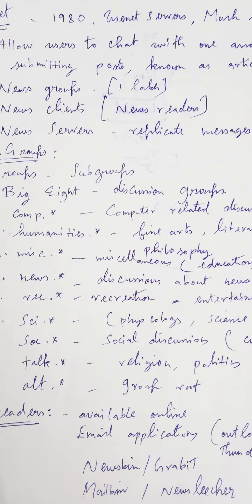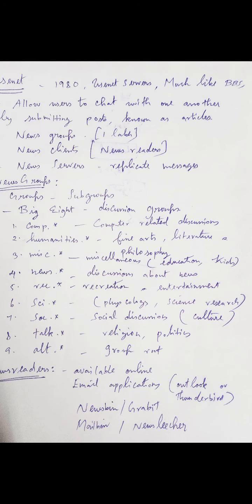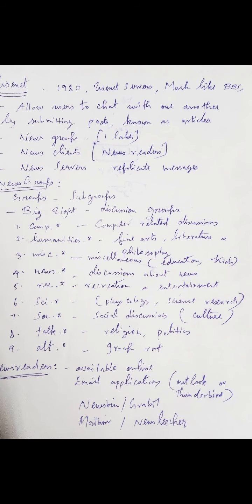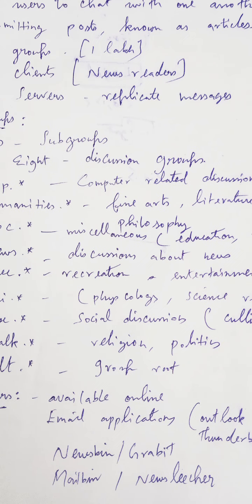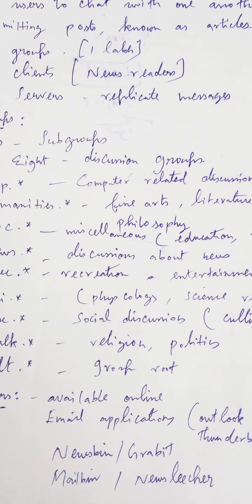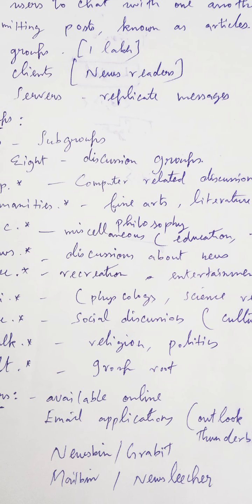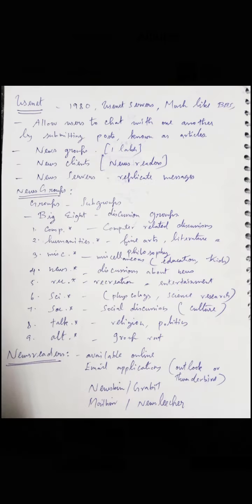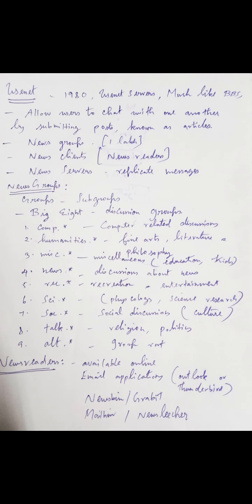Okay. And then the next one, which is about news readers. So you have n number of news readers available online. So other than those news readers, you could use email applications like Outlook or Thunderbird. And then you have some more programs like Newsbin, and then Grabit, and then you have Mailbin, and then News Leacher. So these are some of the news reader programs that are available online, and we could use those things.